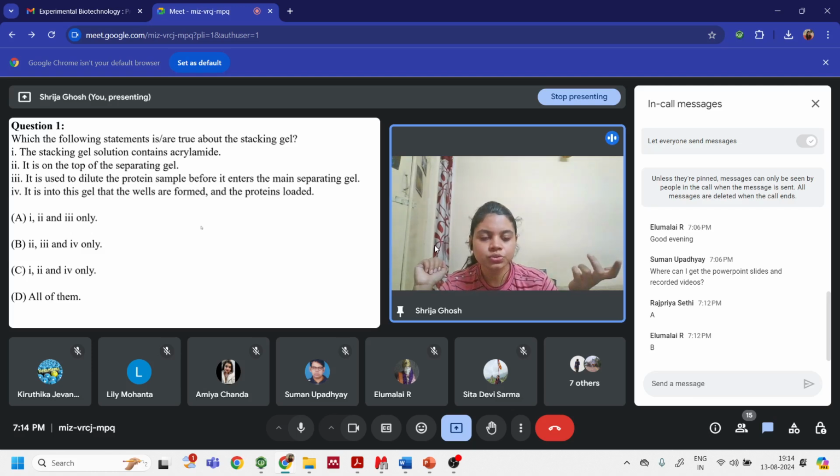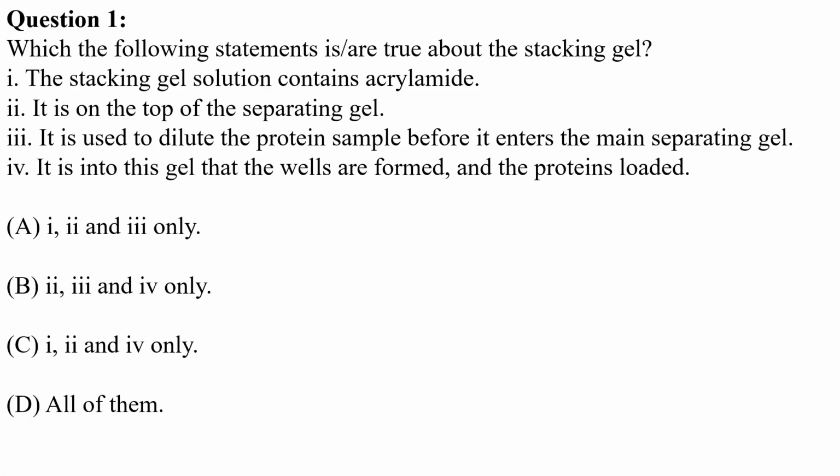That is also a true statement, right? So it is present on the top of the separating gel. Whenever we cast the gel for SDS-PAGE, this is a vertical electrophoresis system, right? So we will have a glass plate in which first we will pour the separating gel, and then on top of that we will pour the stacking gel.